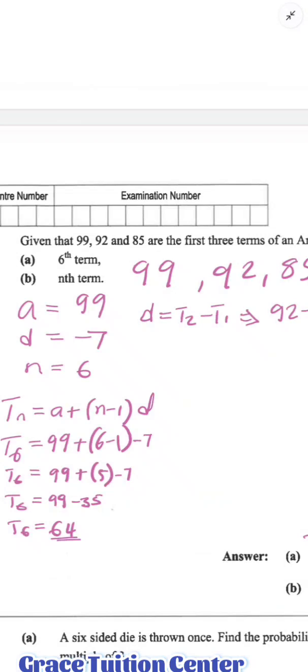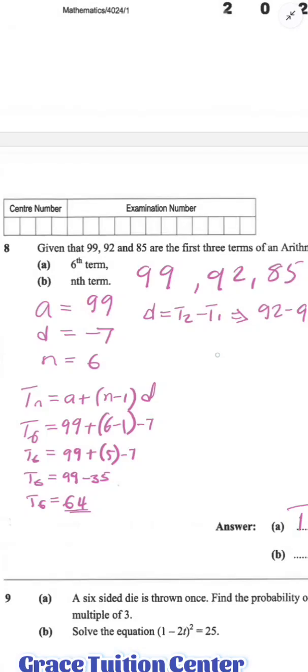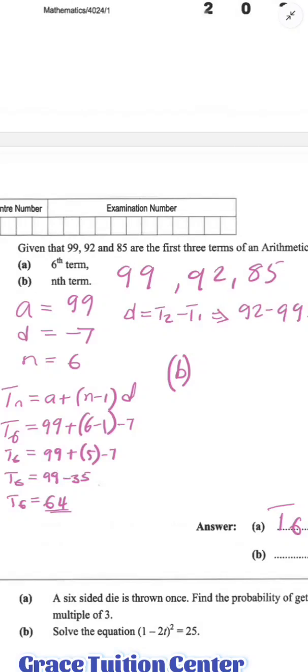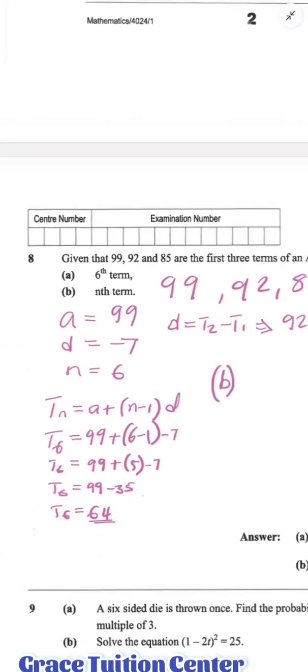The next question here says find the nth term. So the nth term is a formula that you are going to use to find any term in this sequence. How do you do that? So we write our formula. The general formula for the nth term is this one here: Tn equals a plus n minus 1 d.